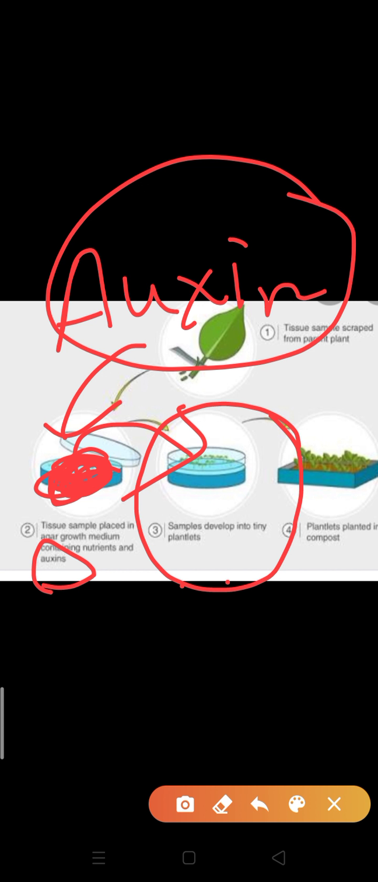Clear? Then the plantlets thus produced are transplanted into pots or soil, as I have told you. When the plantlets develop in a proper form, these plantlets are planted into compost or soil. Okay, so this is the method by which we can produce ornamental plants, orchids, dahlia, and other plants also. Ornamental plants means plants which provide us benefit. This is the production of plants by the method of tissue culture.